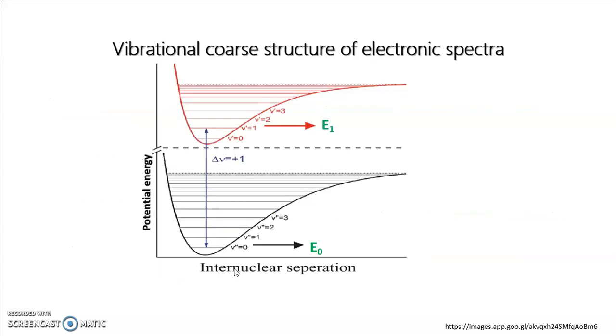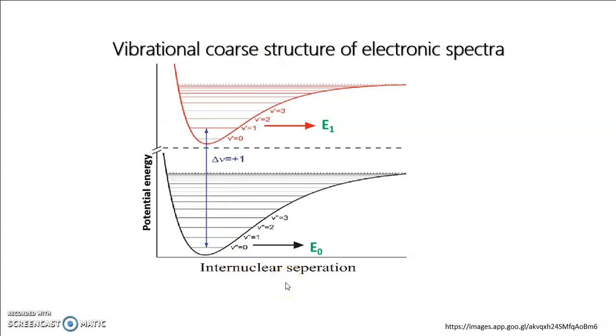Here we will focus only on the vibrational coarse structure of electronic spectra, since if we include the rotational levels along with this, it will become more complicated. So we are dealing with the vibrational coarse structure only, that is, the electronic level containing vibrational levels.